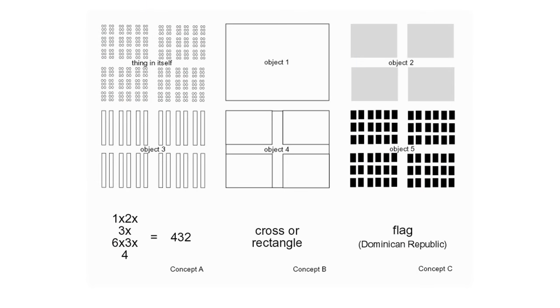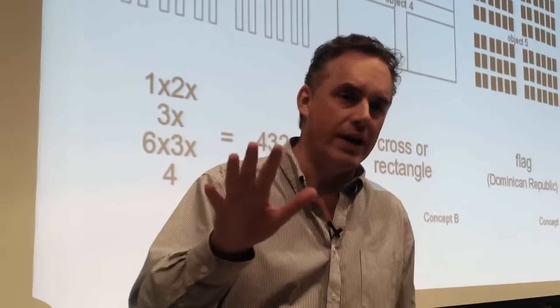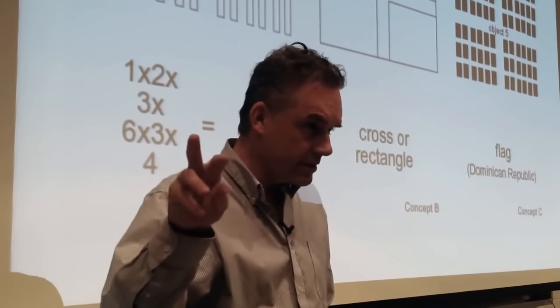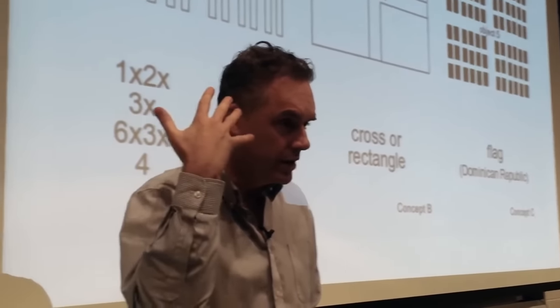Okay, so the first thing that you might note is that the thing in the beginning, the thing in itself, let's say, you can see multiple ways. It's not exactly that you have an opinion about what it is. It's that you can actually see those different things. You can see it manifesting those different perceptual objects.